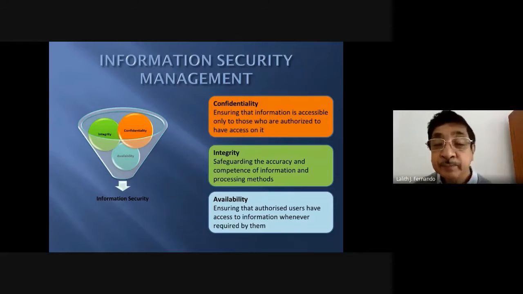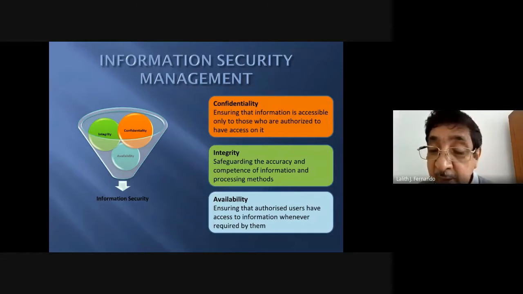Then integrity is safeguarding the accuracy and completeness of information and processing methods. Now, if you are sure about the accuracy of information and processing methods, and it will really process in a form where the information is not altered, so safeguarding the accuracy of the information, that is what you call integrity.